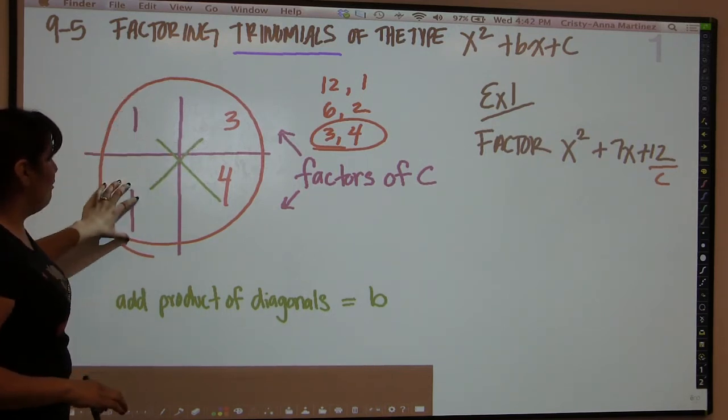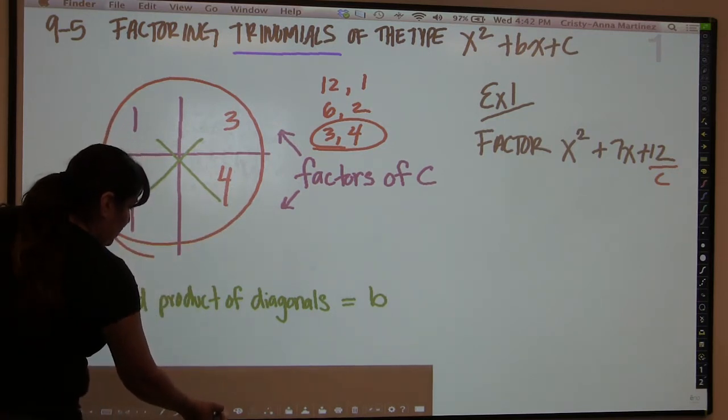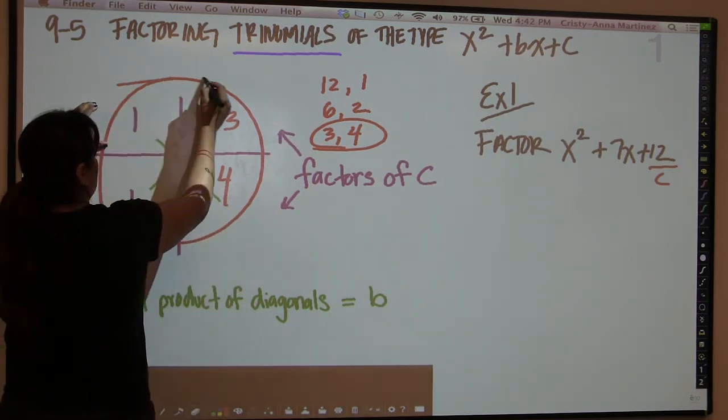This side is the variable, and this side has no variable most of the time. So my final answer will be going across.